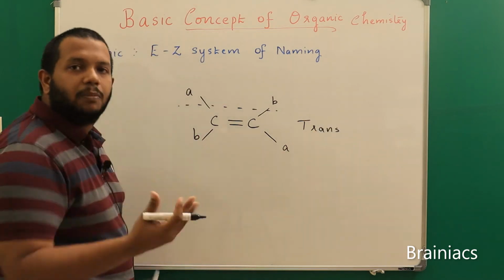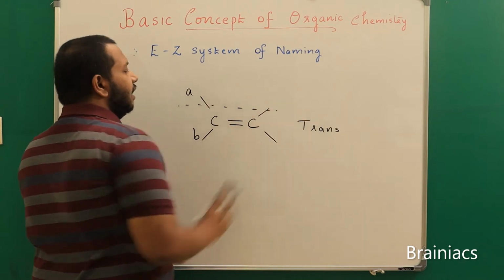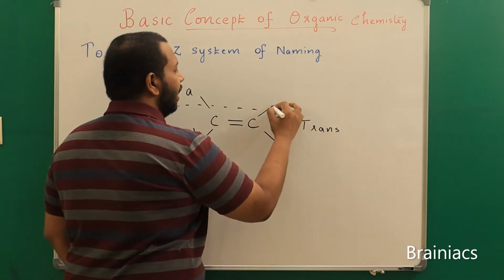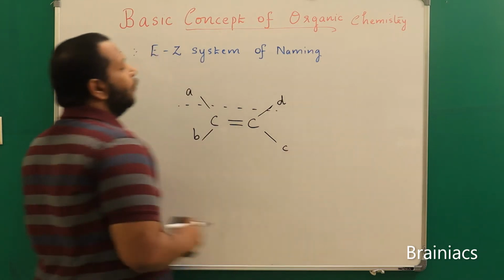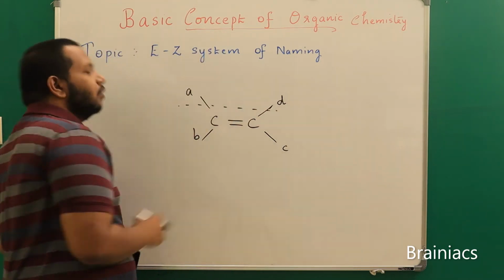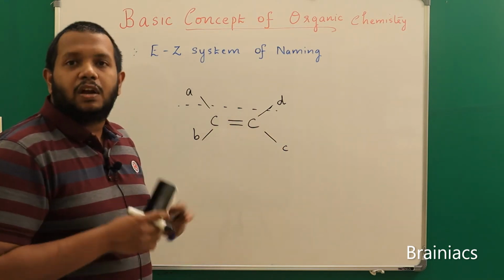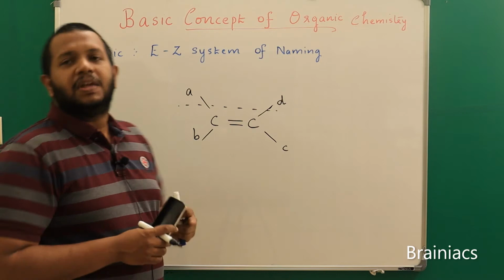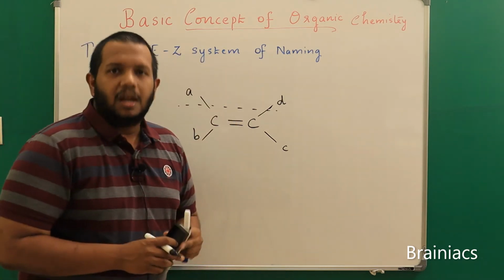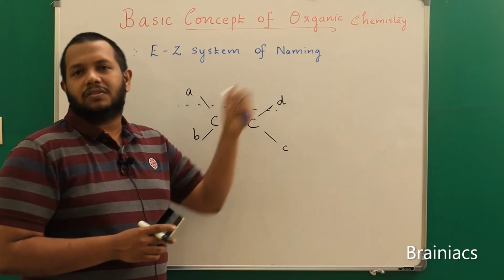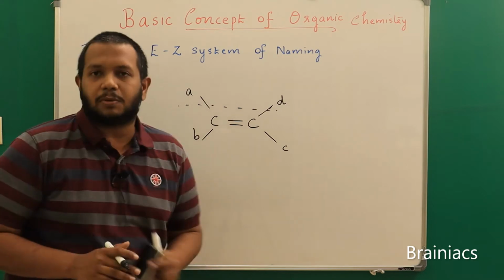Now, I am talking about a situation where you have A here, B here, and here we have C, and here we have D. In this case, how will you know whether A and D are identical groups on the above plane, and B and C are identical groups on the below plane? We cannot do that because all are different. In this situation, we usually apply the EZ system of naming. Now you need to know what E and Z are. I hope you understood on what occasion we go for the EZ system of nomenclature.